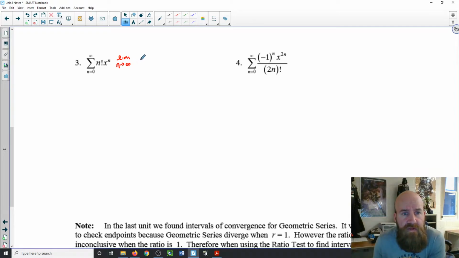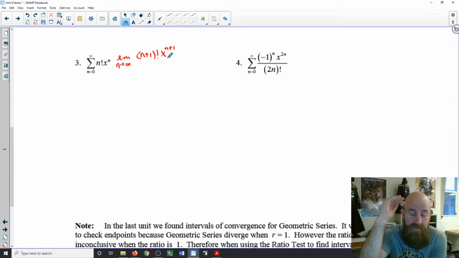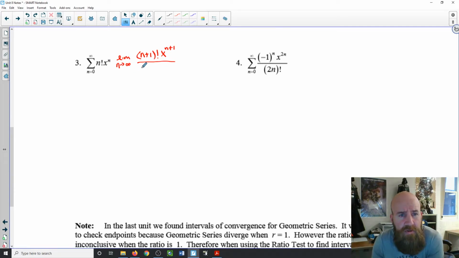So n approaches infinity for n plus 1 times x to the n plus 1. Now, this is not a fraction, so we're not dividing a fraction by a fraction. We do need to divide by the original. So we have that, with absolute values, and we want this to be less than 1. Go ahead and cancel some things out.